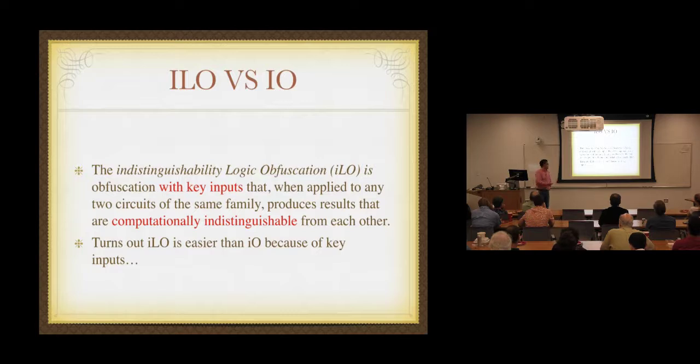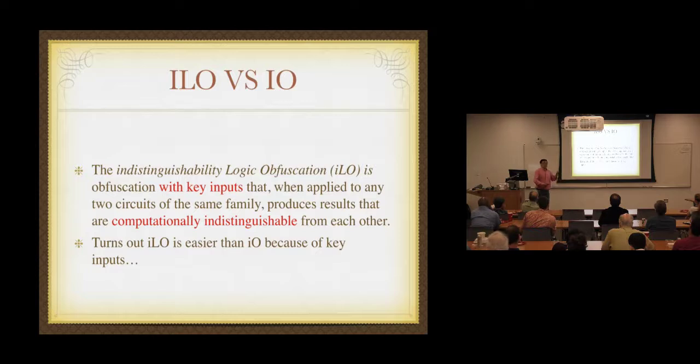What's the difference? The difference is that here we allow the use of key inputs, right? The reason we need to allow key inputs is because in hardware IP protection, if you don't have a key, then I don't care. If I don't understand your circuit, I can still steal it, right? Because I can reproduce it and then sell it, right?